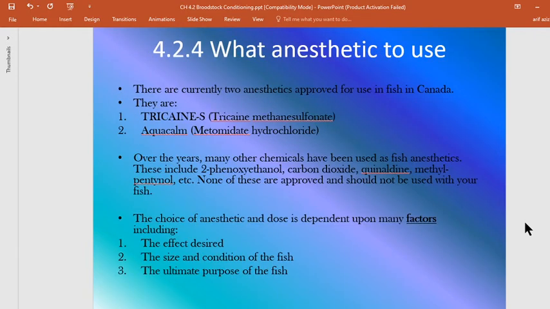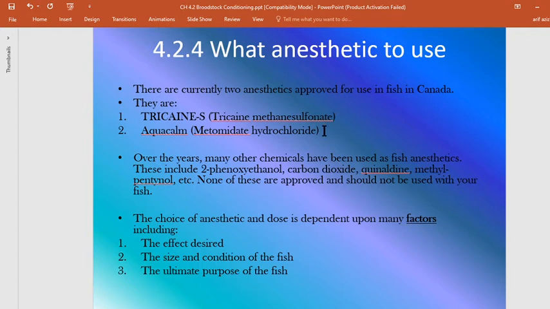What type of anesthetic can be used? There are currently 2 anesthetics approved for use in fish. For example, in Canada, there are Tricaine S, which is tricaine methanesulfonate, and the other one is Aquacalm, which consists of metomidate hydrochloride, and the other one is using clove oil. That's one of the common anesthetics used kalau kita tak guna yang chemicals punya produk.